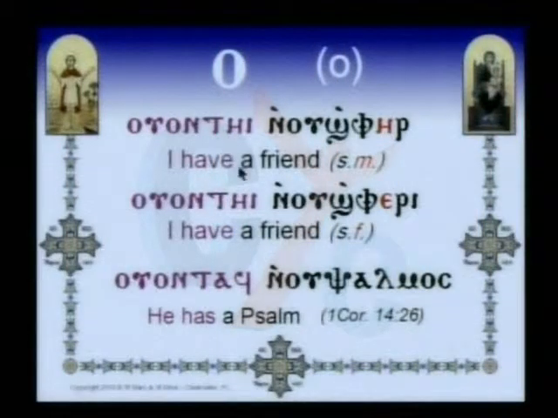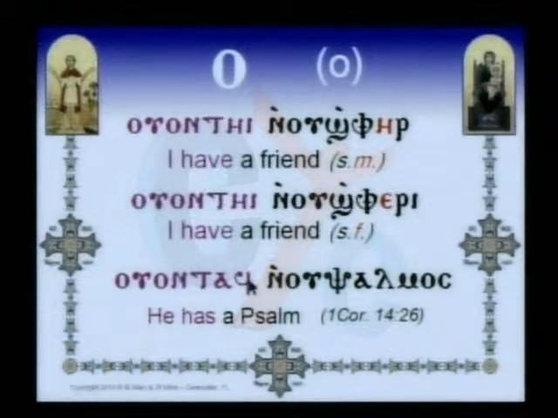So here we have some examples of the use of these things. For example, if I want to say, I have a friend, and this is a masculine of friend, so we say U1T and U-Shfir. I have a friend. If it is a friend that is a girl or a lady, then I say U1T and U-Shfiri. So the masculine is Shfir, and the feminine is Shfiri.